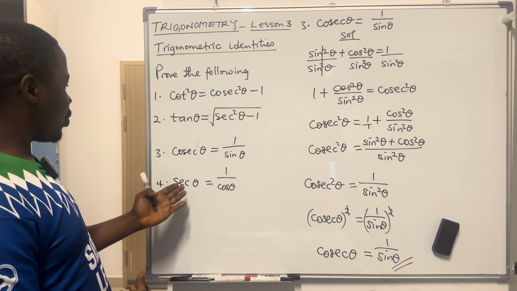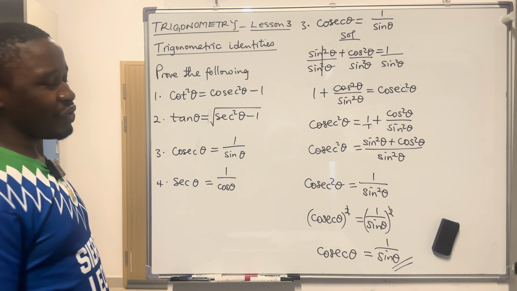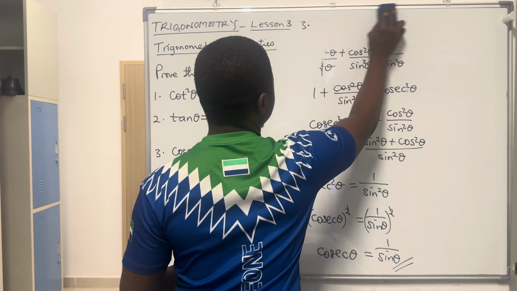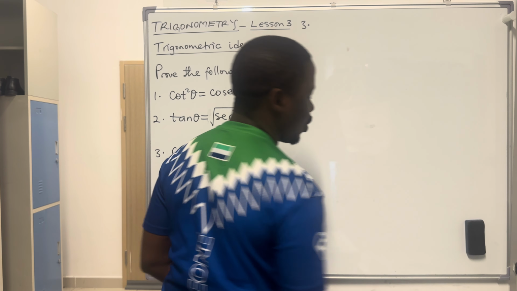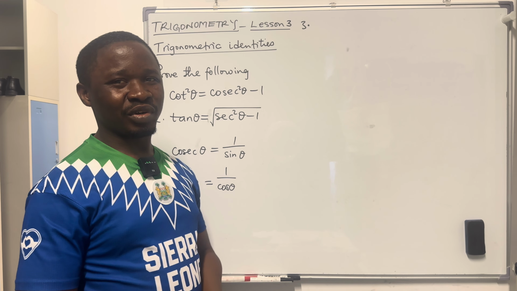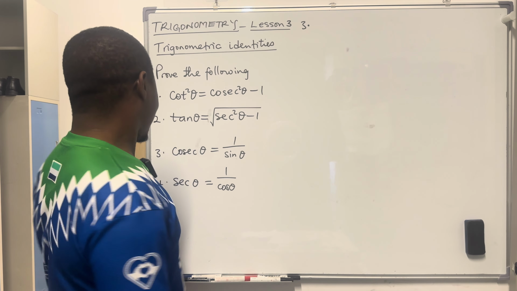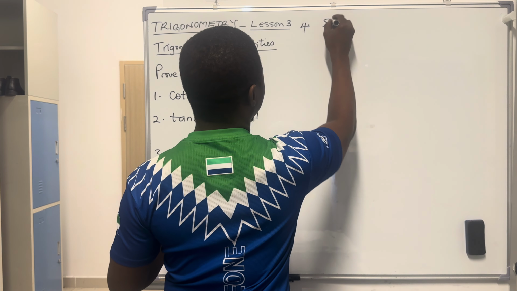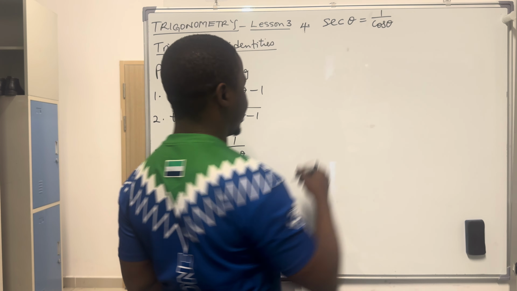So finally, we want to go to what? Sec square. If you are interested in copying, you can pause the video, then you can copy it. All right, so let's go to the fourth one. One good thing about online classes, you can keep repeating the video if you want to get the message clear. Or you go to the comment section, then you can ask a question. So the fourth one says, we want to show that sec theta is 1 over cos theta.